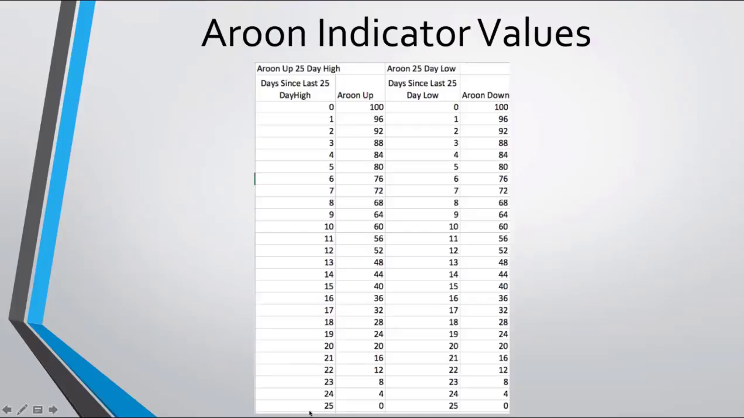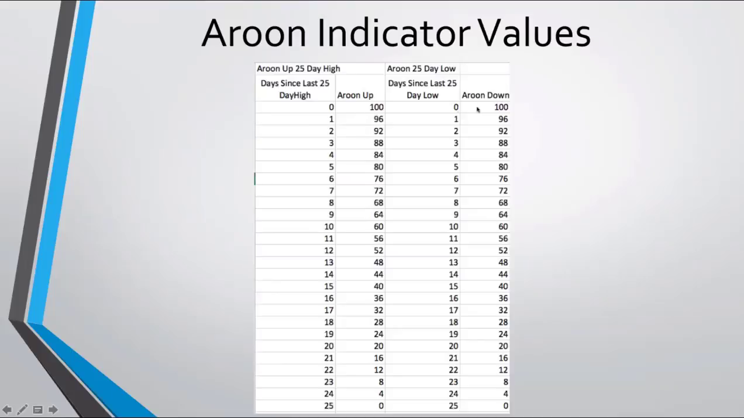Here you can see just a simple spreadsheet set up with the calculation. If we've just gone and made a new 25-day high, the Aroon up will be 100. And then the longer it goes without making a new high, and remember, it's a rolling window, so it doesn't just decrease. It can spike up as old bars fall off and new ones come on. You can see it drops all the way down to 0. And based off a 25-period length, it essentially drops by 4 each time. If it was different than 25, that drop of 4 would change.